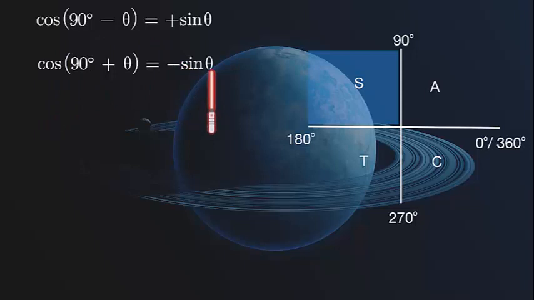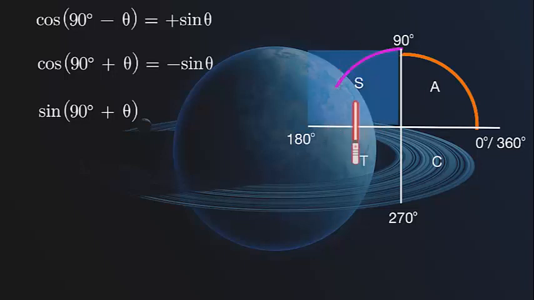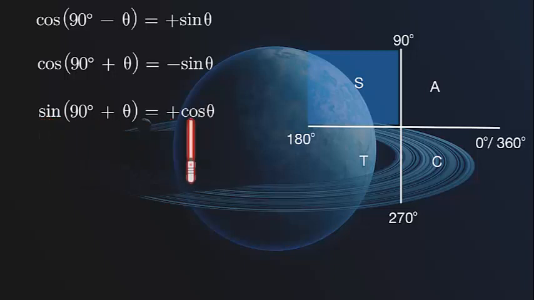Got it? Okay, third example, sine of 90 degrees plus theta. So here we go. We go back to 0 degrees, then we go 90 anti-clockwise plus theta, that is again anti-clockwise, and we end up in the second quadrant. Now we are given a sine. In the second quadrant, the sine is positive, so we write the positive sign, and then we change the sine function to a cosine function, and we write the acute angle.